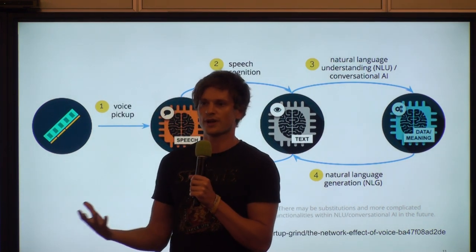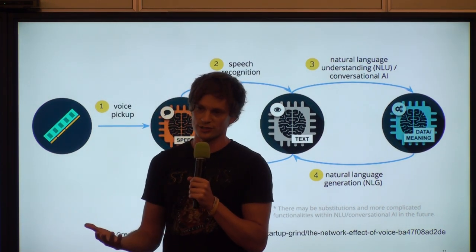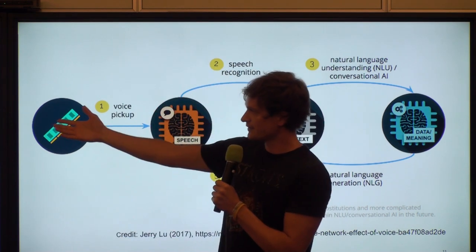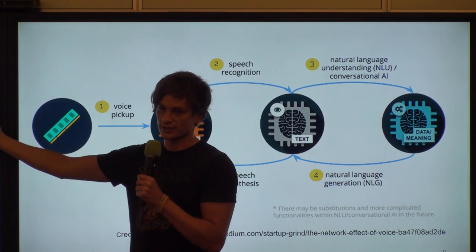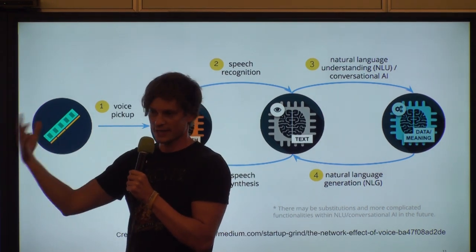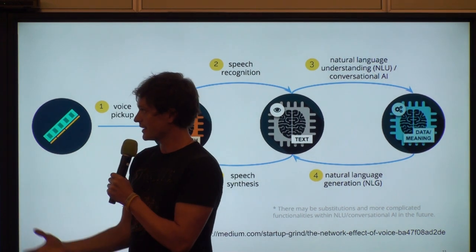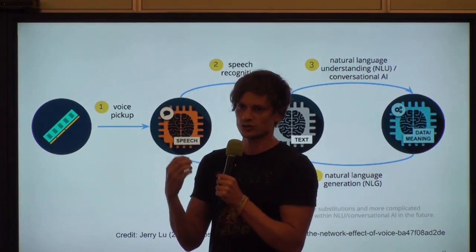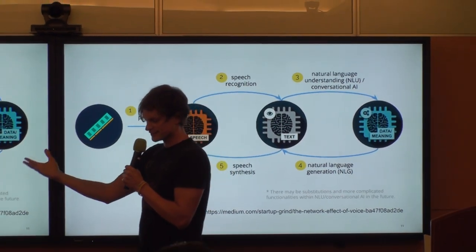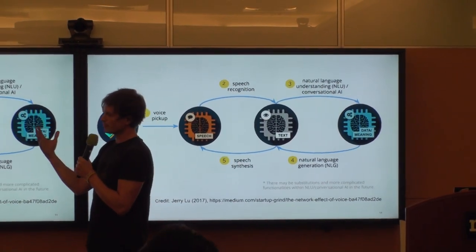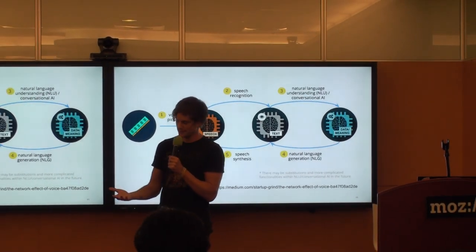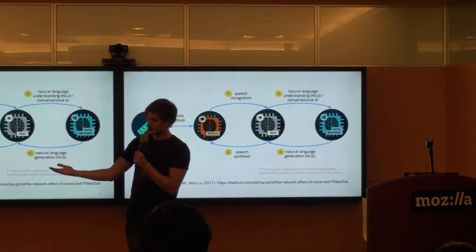What is the person trying to say? Is it a command, a question? Are they trying to buy something on the internet? This is often called natural language understanding. Sometimes it's called conversational AI. Sometimes it's called intent parsing. But in any case, it's extracting meaning from words. And then the voice assistant or device will often perform some sort of action on the user's behalf, like search the web or buy something. But it has to respond to you after that.